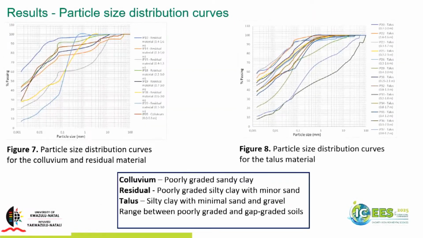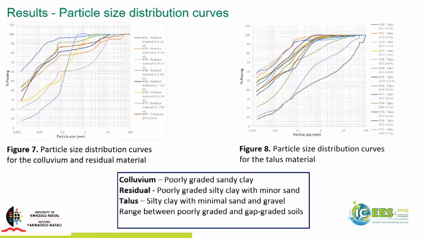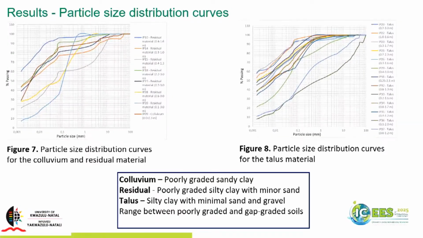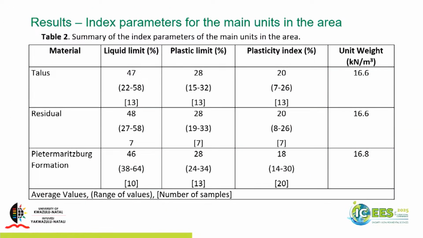So the particle size analysis shows us that the colluvium is poorly graded, a sandy clay. The residual material is poorly graded silty clay with minor sand, and the talus is silty clay with minimal sand and gravel, and so the particle sizes range between poorly graded and gap-graded soils. And this gives us a summary of the index parameters of the main materials on site.